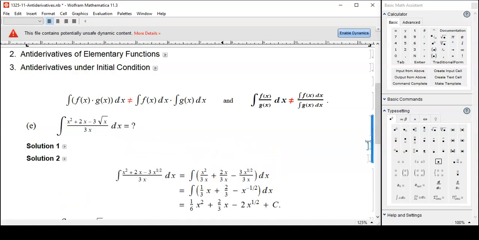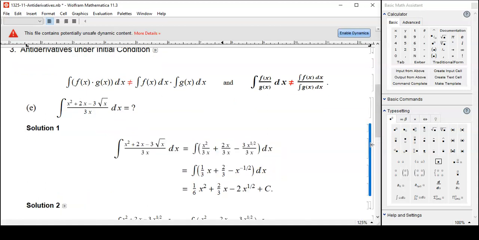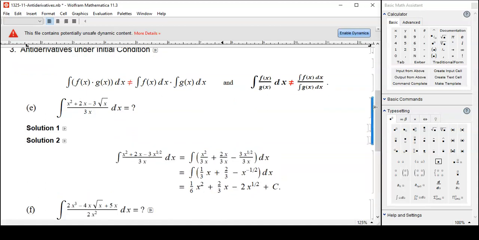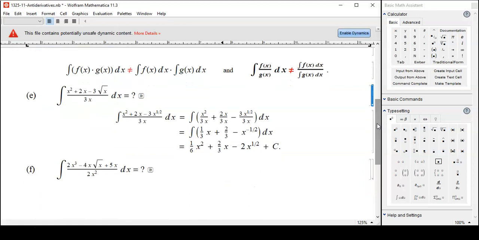Let's see, is that what I have here? Yes, that's right. Can you do the same thing here for this problem? Stop the playback and try.